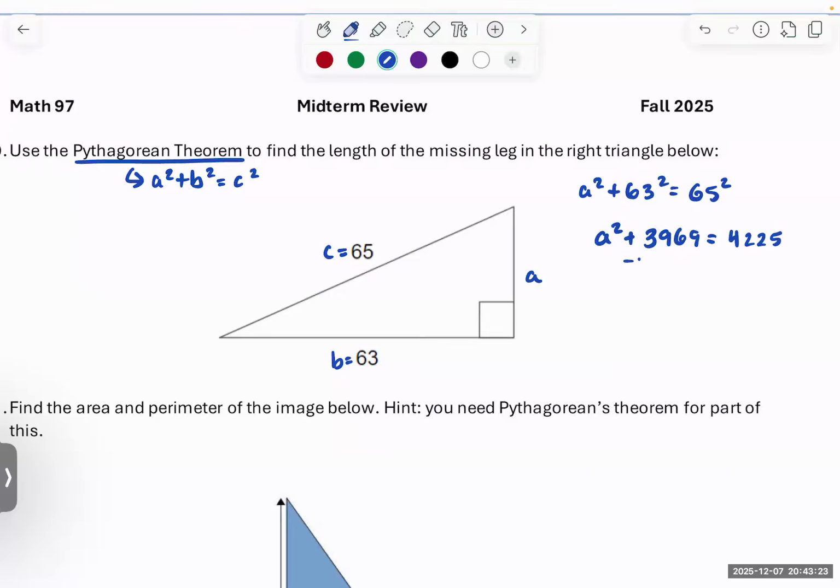Now we need to get a by itself, so subtract from both sides. A squared equals 4,225 minus 3,969, which is 256. Square root both sides, and the square root of 256 is actually 16. So that's your final answer.